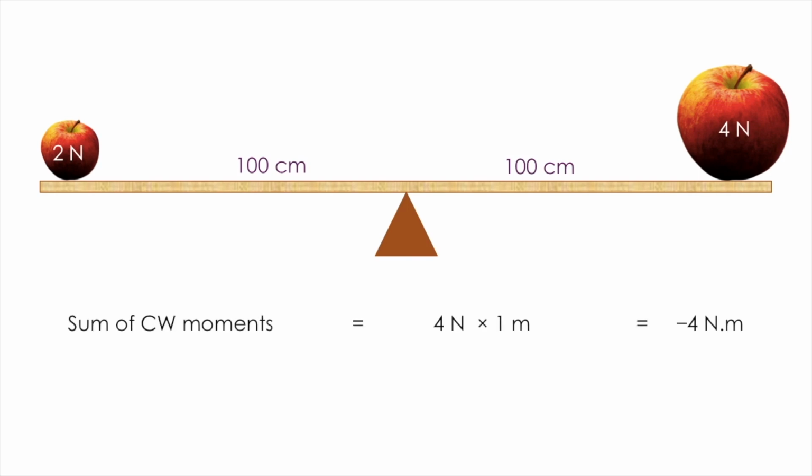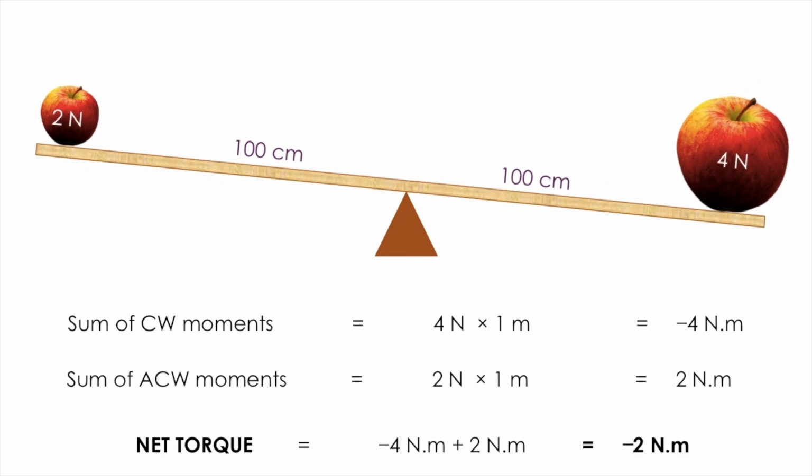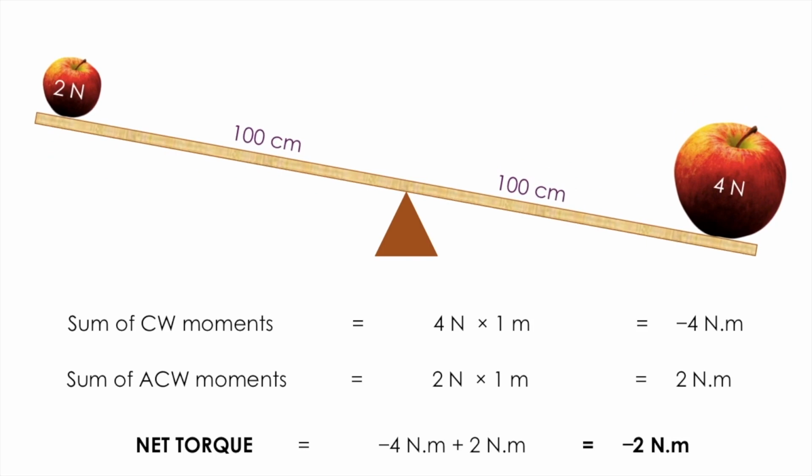In this case, the sum of clockwise moments is equal to minus 4 Newton meter, and the sum of anti-clockwise moments is equal to 2 Newton meter, and hence the resultant torque is equal to minus 2 Newton meter. So what happens? This plank has a clockwise moment and it will tip towards the right.